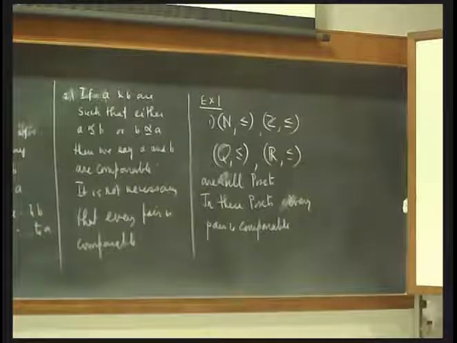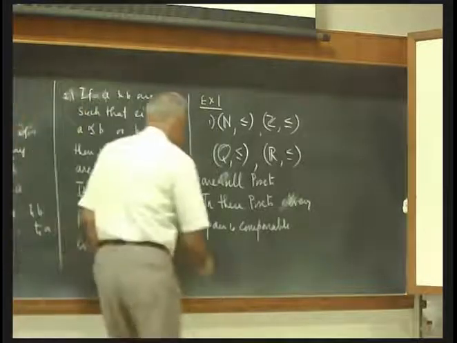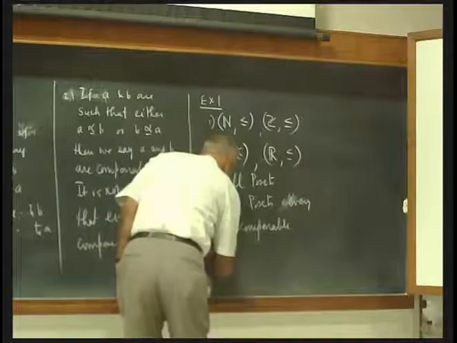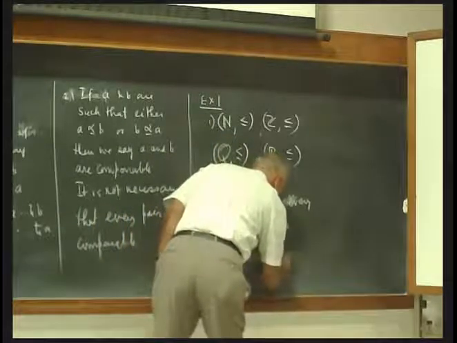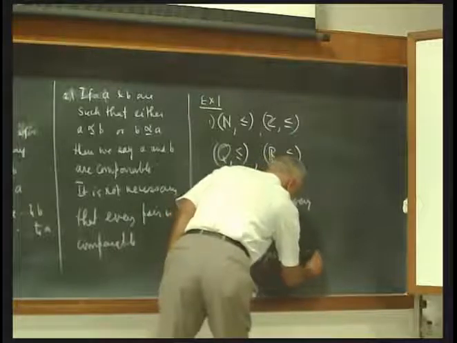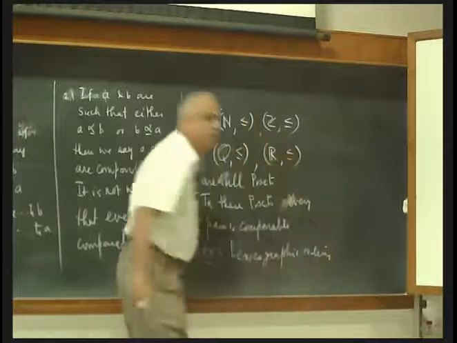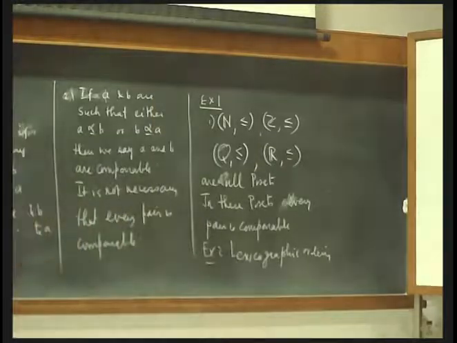Okay. And of course, I will just write example 2 as lexicographic ordering. Lexicographic ordering is a partial order, just like how the words are arranged in a dictionary.